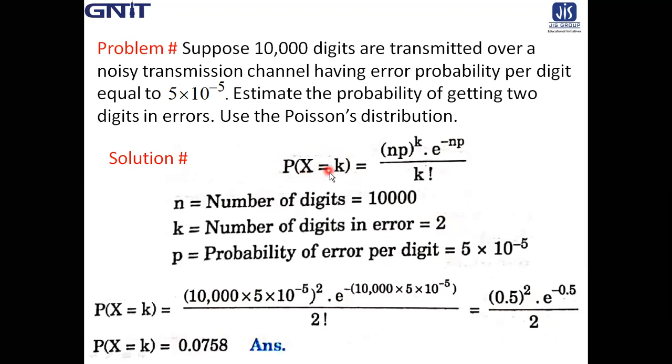So, probability of X equal to K, we know, is lambda to the power K into e to the power minus lambda by factorial K. Now, lambda is the mean value, which is basically N into P, where N is the number of digits and P is the probability of error per digit. So it is now (NP) to the power K into e to the power minus NP by factorial K, where K is the number of digits in error. Now we know that the total number of digits is 10,000, the probability of error per digit, that is P, is equal to 5 into 10 to the power minus 5, and for getting 2 digits in error, K is 2. So we put all the values and the result will be 0.0752.